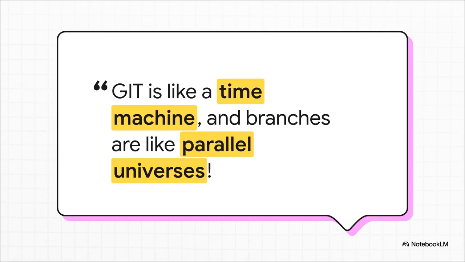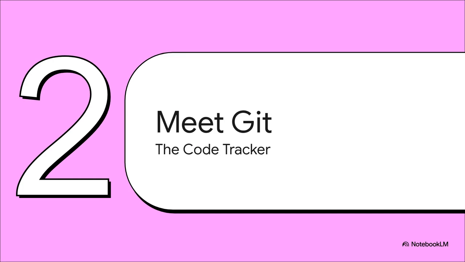I absolutely love this quote. Git is like a time machine, and branches are like parallel universes. It sounds like something out of a sci-fi movie, but it is a perfect description. You see, you don't just have one single history for your project. You can create these alternate realities, these branches, to test out new features without messing up your main stable version. It's awesome.